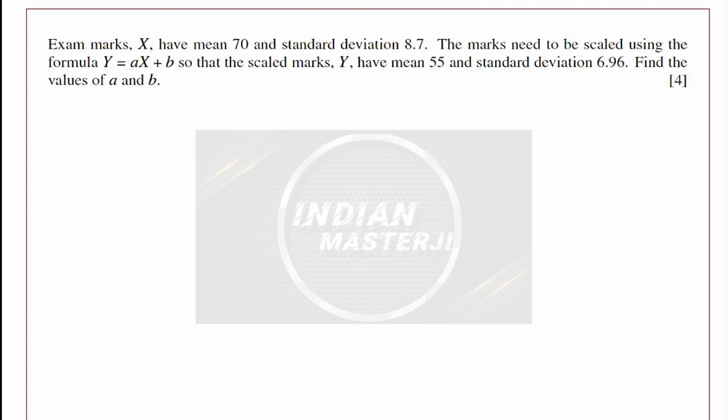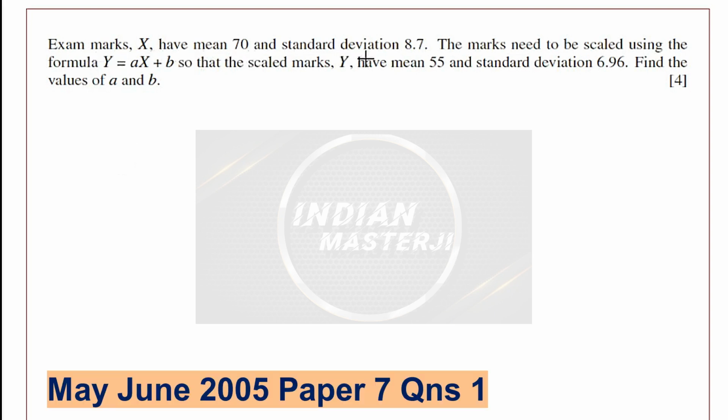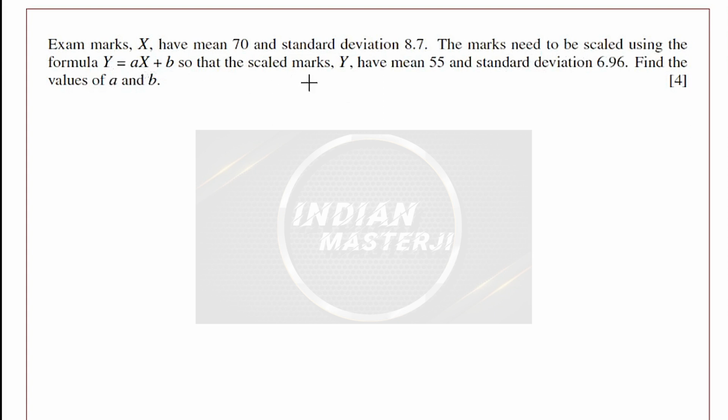Namaskar. In this video, we will go through a couple of past paper questions based on the concept of linear function of a random variable. Let's read out the first question. Exam marks X have mean 70 and a standard deviation 8.7. The marks need to be scaled using the formula y = ax + b so that the scaled marks y have mean 55 and standard deviation 6.96. Find the values of a and b.